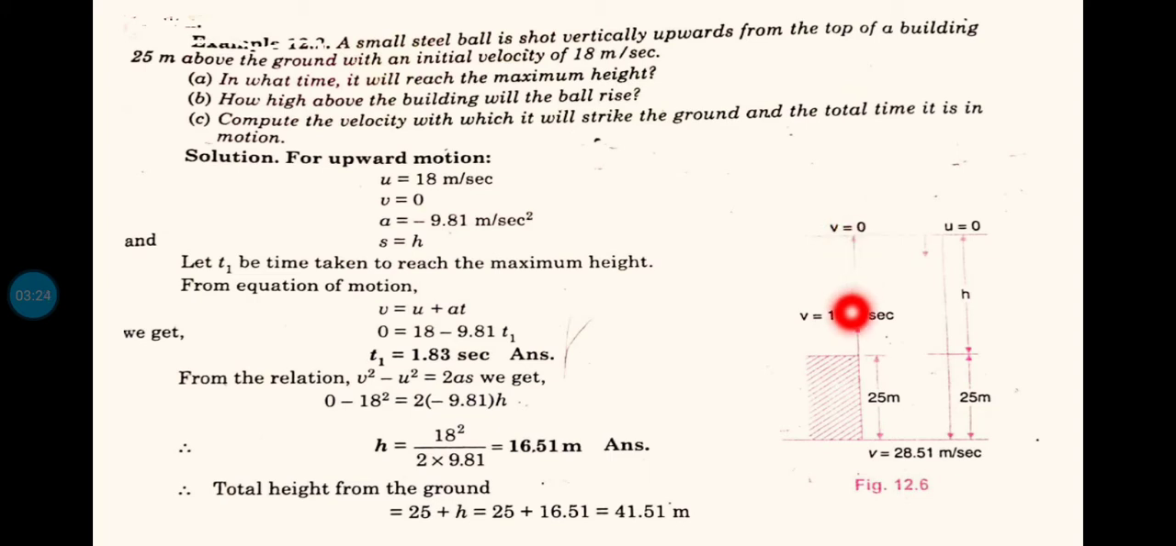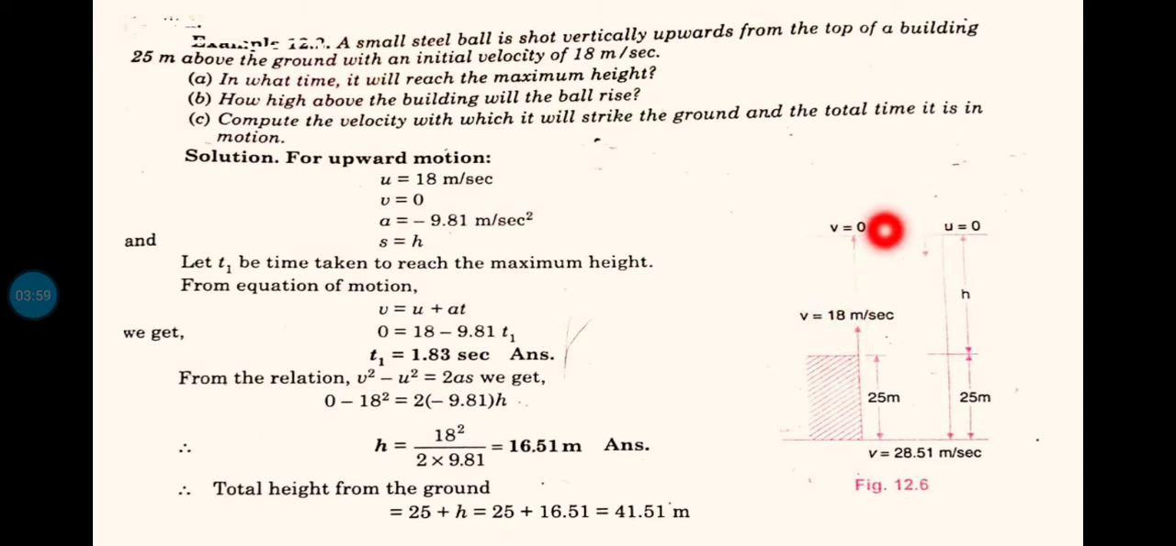So u is equal to 18 meter per second, v is equal to 0, acceleration is minus 9.81 meter per second square, and s is going to be h. For the first part we have v is equal to u plus at. Here v is 0, u is 18, and a is minus 9.81, into t1. Let t1 be the time taken to travel from here to here. Substituting, 0 equals 18 minus 9.81 t1. From that you will get t1 equal to 1.83 seconds. So within 1.83 seconds the ball will reach from here to here.